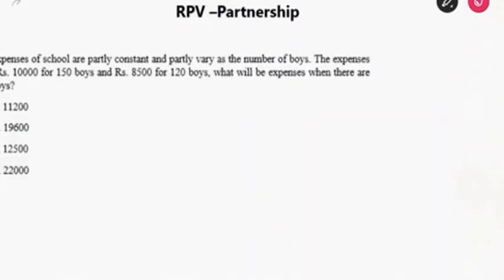The expenses of a school are partly constant and partly vary, it seems. This question is based on variation. There is some fixed cost and some variable cost, and this variable cost is dependent on the number of boys. So for a school there will be some fixed cost F plus a variable cost, and the variable cost will depend on the number of boys. Now see the next part.